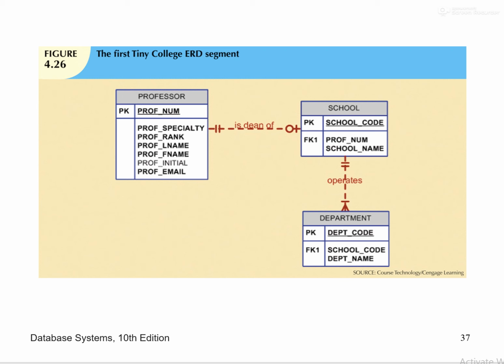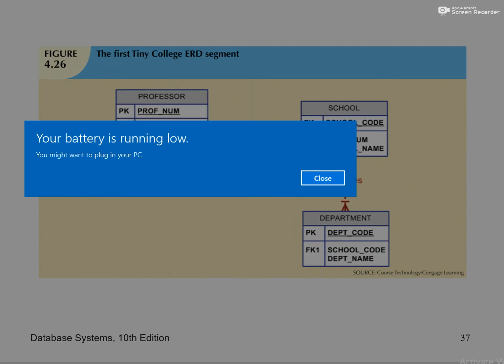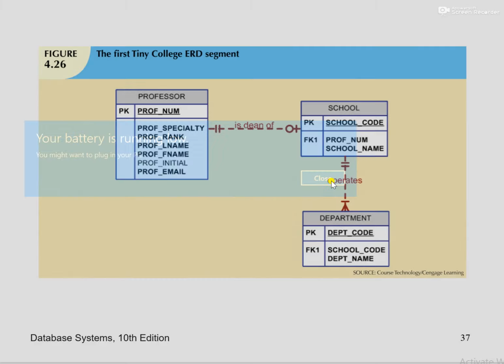From this slide onward, a case study about tiny college administration is given as a case study. They just chose a tiny college administration and how it works and how different activities are going on in this college, and based on that ER diagram is drawn for it.